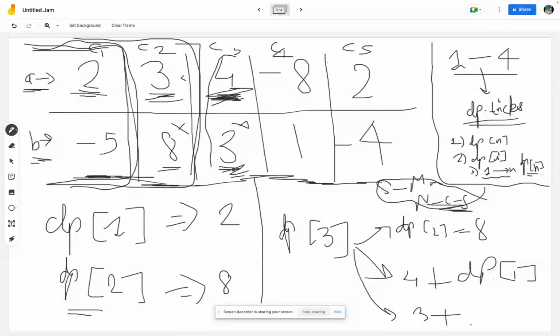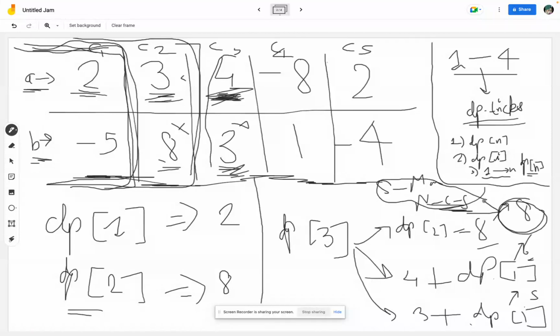And if I use 3, same story, I cannot use 8, 3 or 4. So I will use 3 plus dp of 1, whatever was the best answer till first index. So 3 plus dp of 1. So what is the maximum? 4 plus dp of 1. dp of 1 was what? 2. So this will be 6. And this will be 5. So the maximum is what? 8, 6, 5. The maximum of all these is 8. Got it, guys?